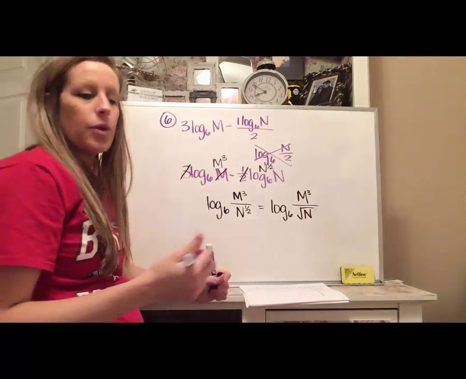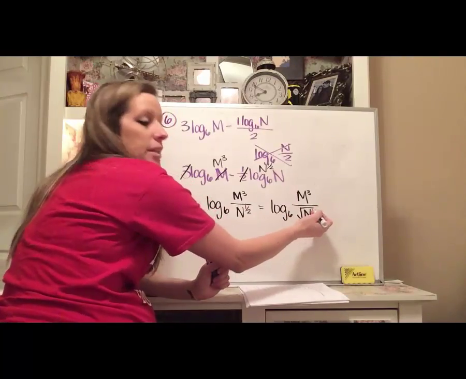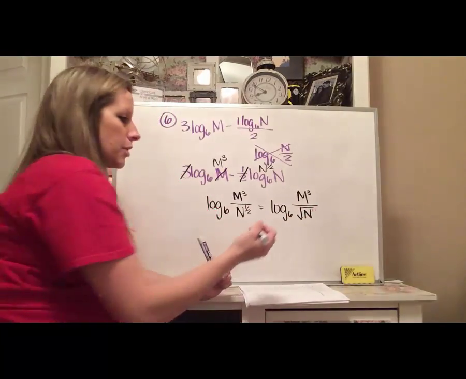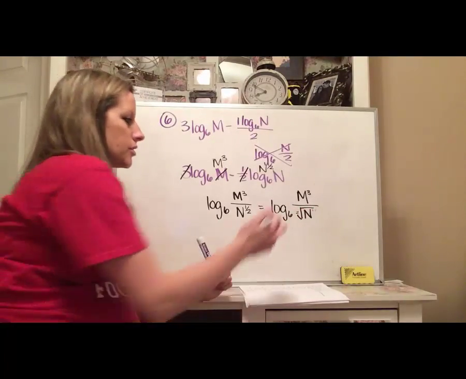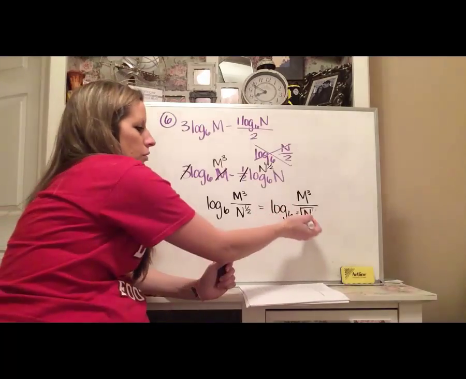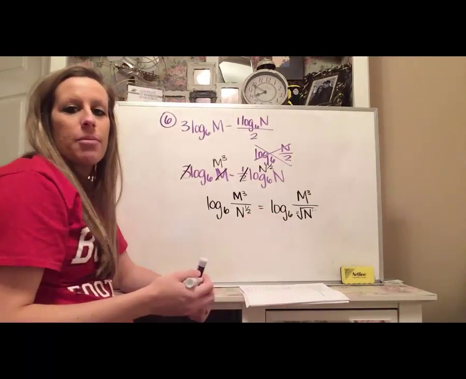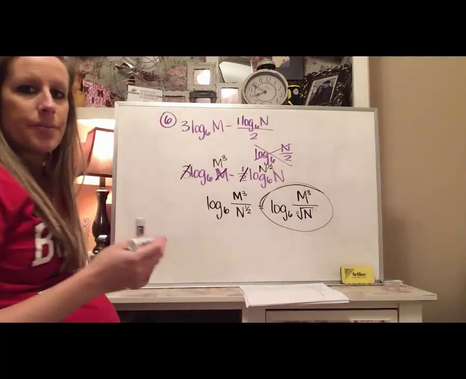Like I said before, the exponent, which here would be a sneaky 1, goes in the numerator. My root goes in the denominator. So you can see how the square root of n is the same thing as n to the 1/2 power. Okay, so that's my final answer.